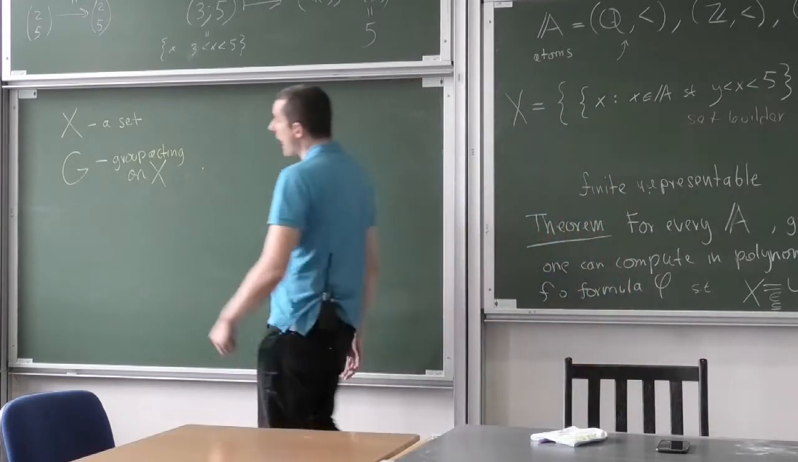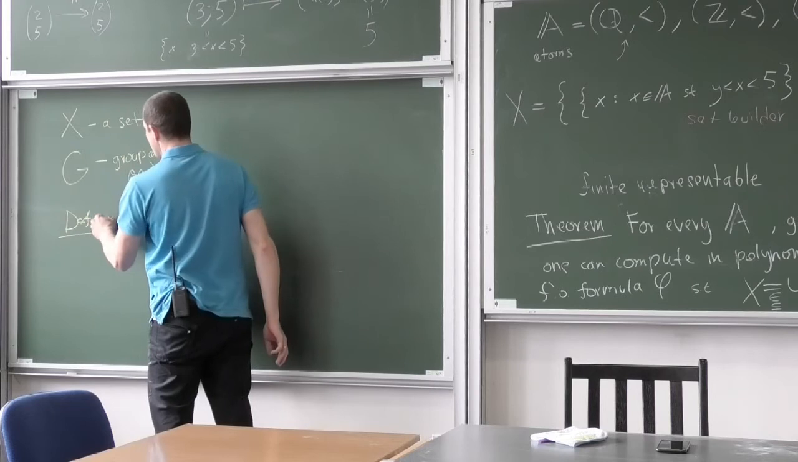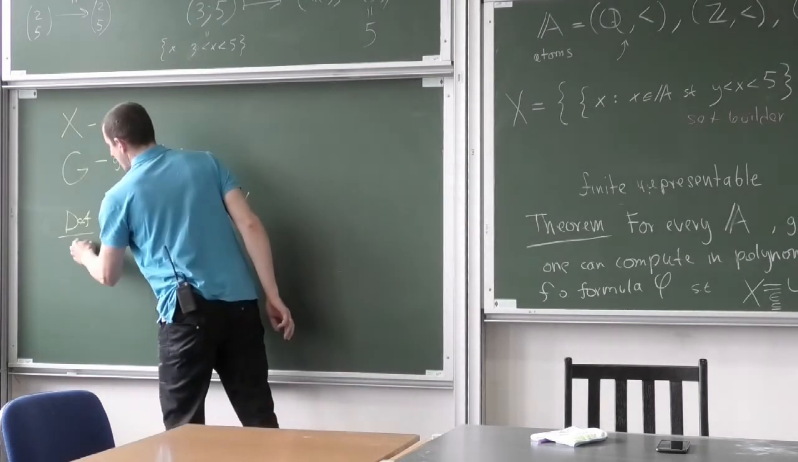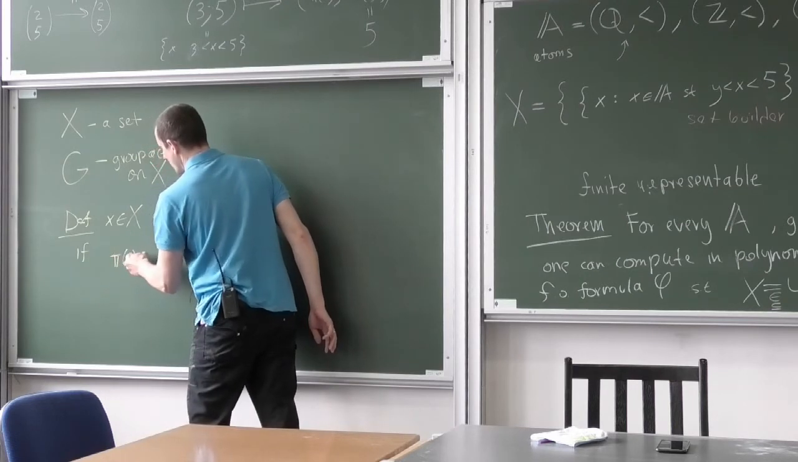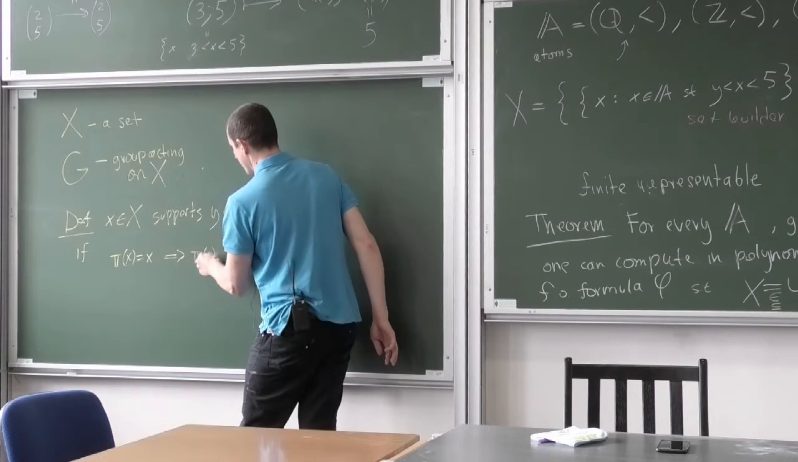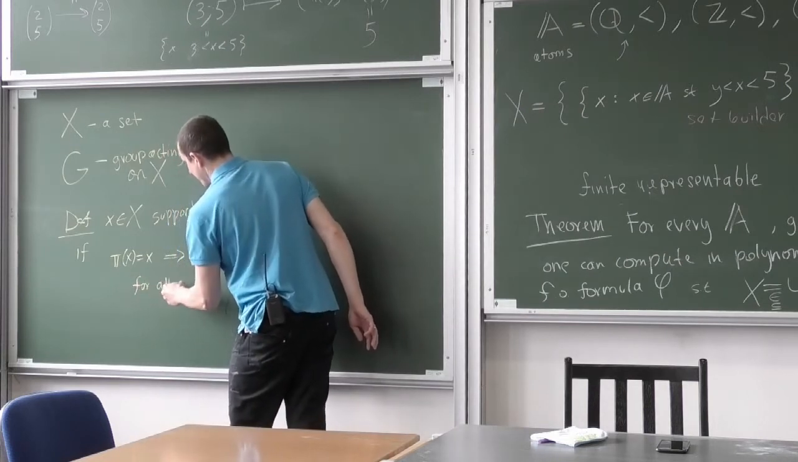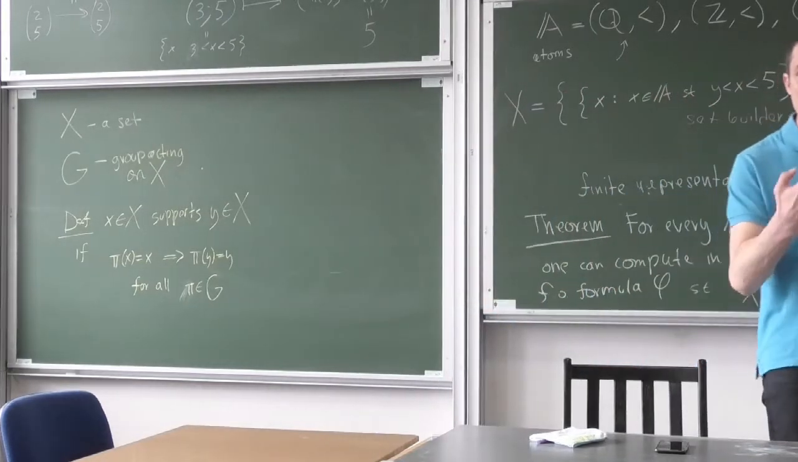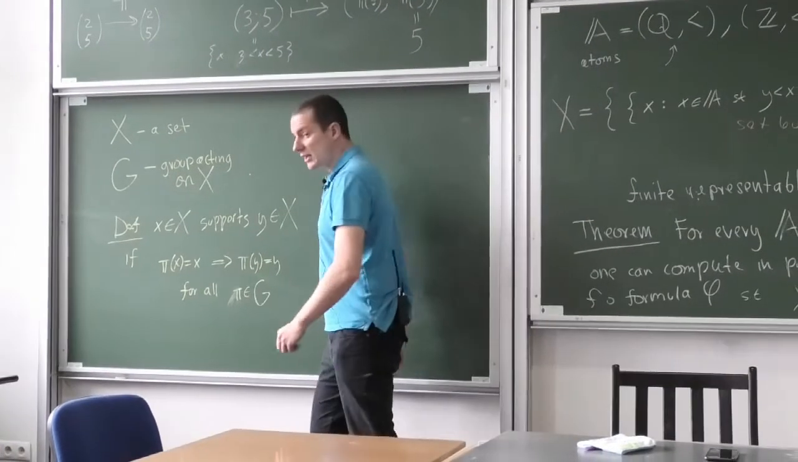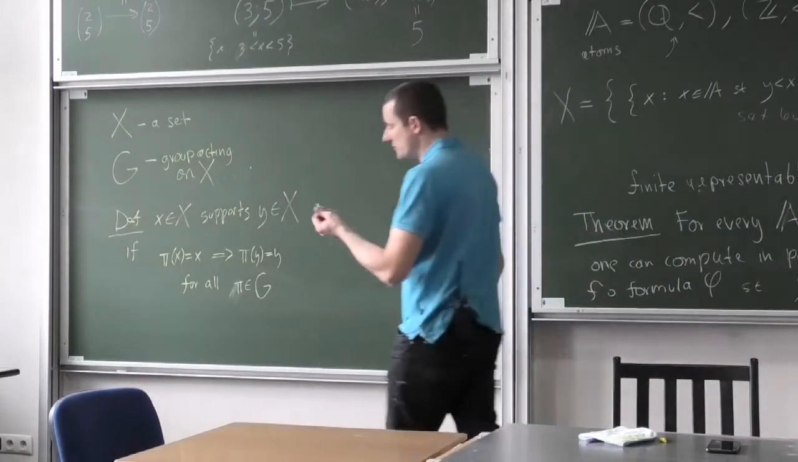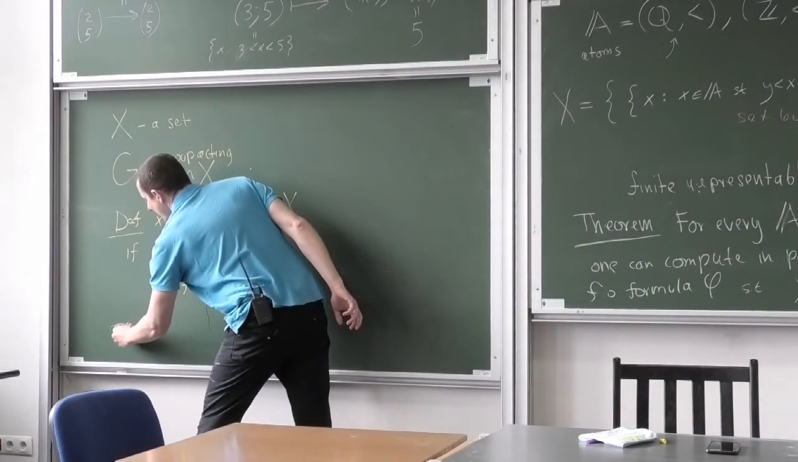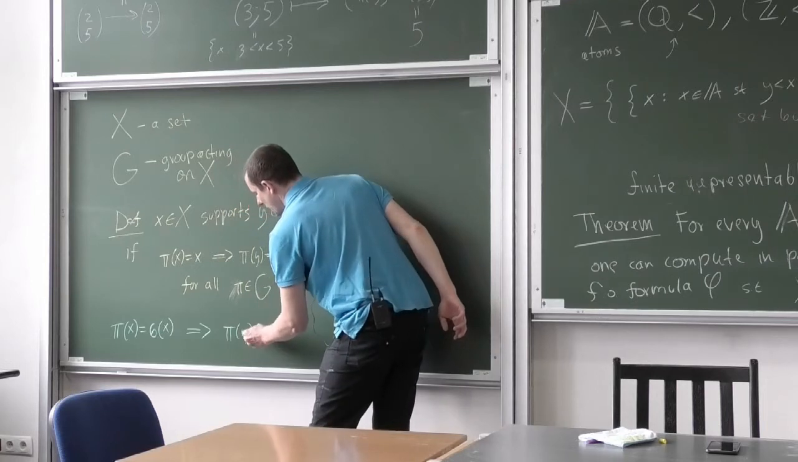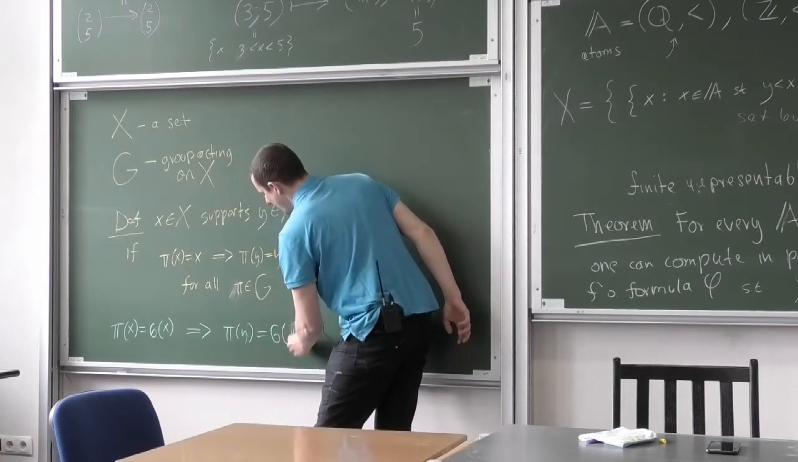So the abstract definition is this: X in X supports Y in X if pi of X equals X implies pi of Y equals Y for all pi in the group G. That's a generic notion. And if you remember, in the exercise session, we showed that this is equivalent to saying, and maybe this other statement is more intuitive, that pi of X equals sigma of X implies pi of Y equals sigma of Y, again for all pi, sigma.